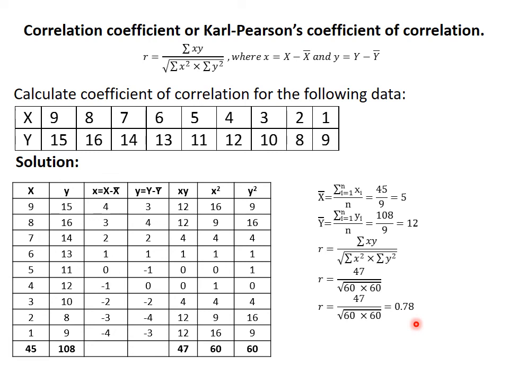Now the value of r is 0.78. We conclude our solution is correct because the value of r lies between minus 1 and plus 1, which we discussed in the earlier slide.